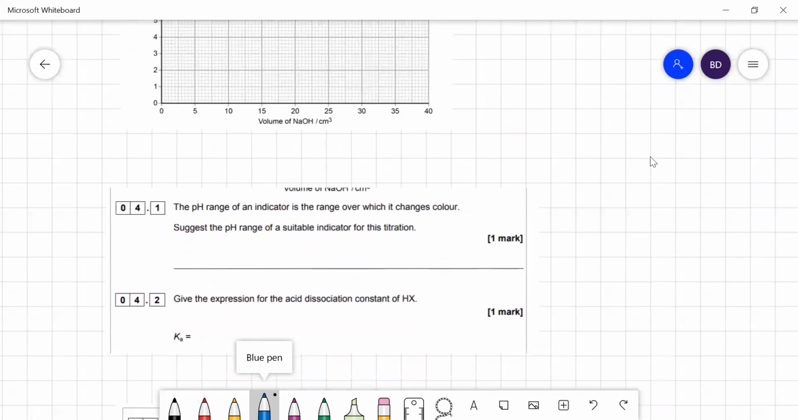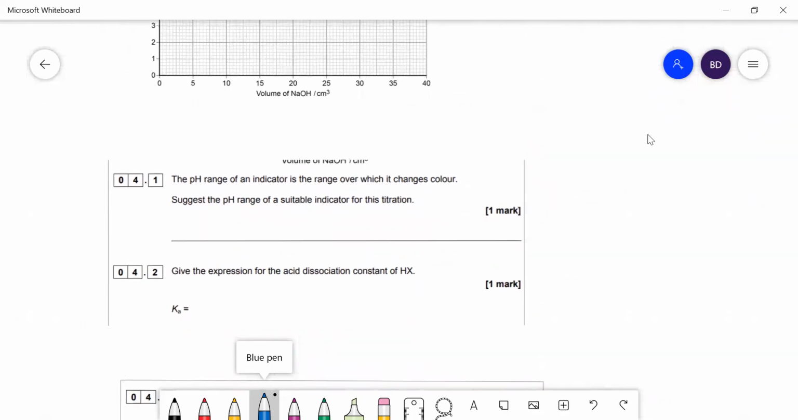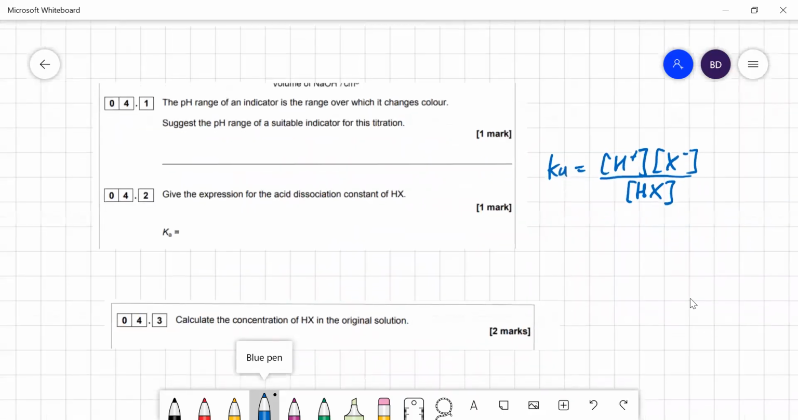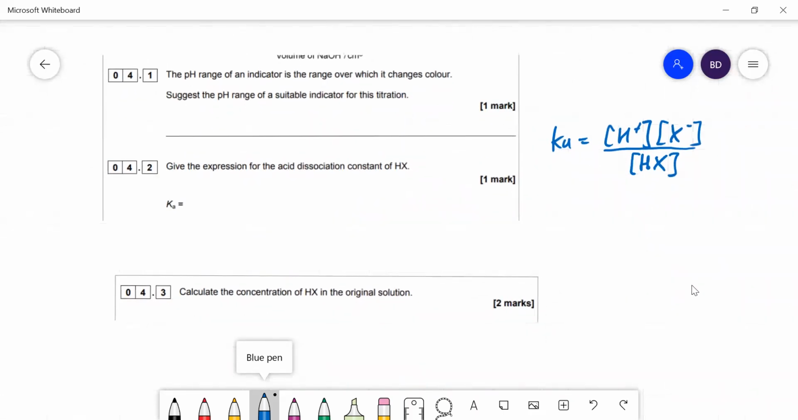Give the expression for HX's acid dissociation constant, of course, Ka. Ka equals the concentration of H+ times its conjugate base X-, divided by the concentration of HX. Okay. Right. That's Ka. Calculate the concentration of HX in the original solution.